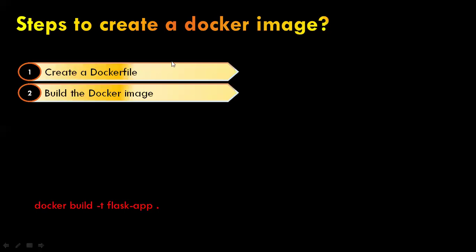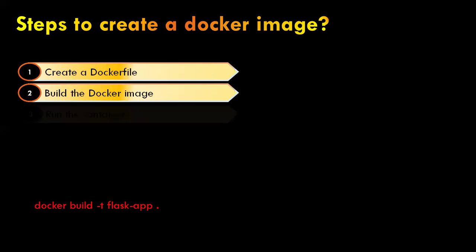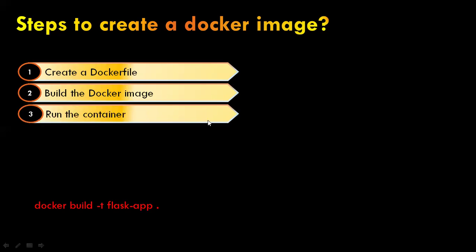Now, what are the steps involved to create a Docker image? You need to create a Dockerfile and then build your Docker image. First, you need to have this kind of configuration file. With that configuration file only, you can build your Docker image. And then you need to run the container.